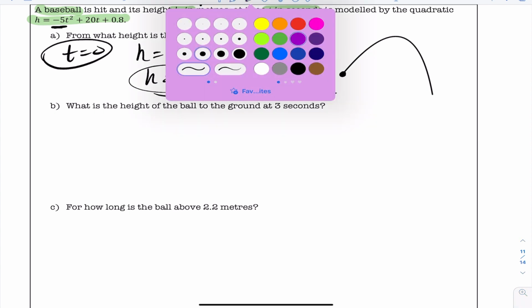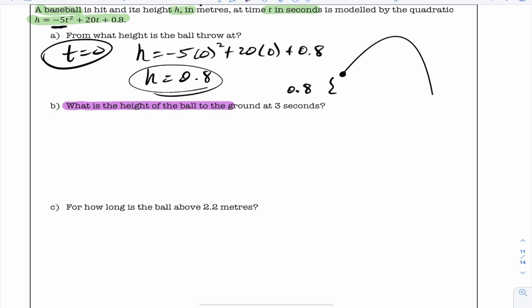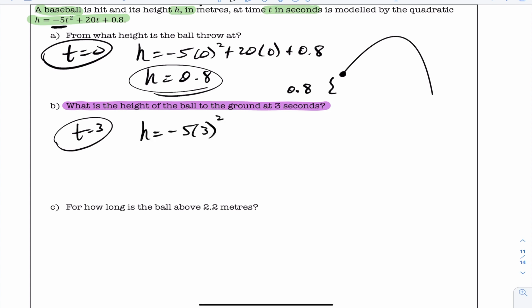So let's continue on. Now the next question is saying what is the height of the ball to the ground at 3 seconds? So I want to measure the height of the ball to the ground at 3 seconds. Well, therefore I'm going to let time be 3, and that'll tell me the height of the ball to the ground at 3 seconds. So you sub in a 3 here, and we'll see what we get here. If you do the calculation on this, you get 15.8 meters.